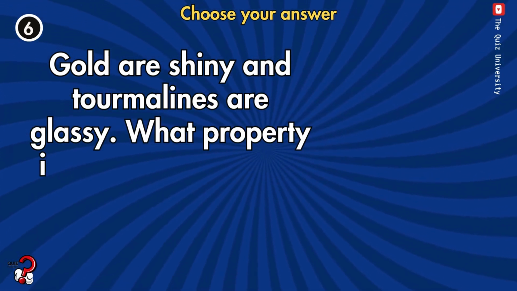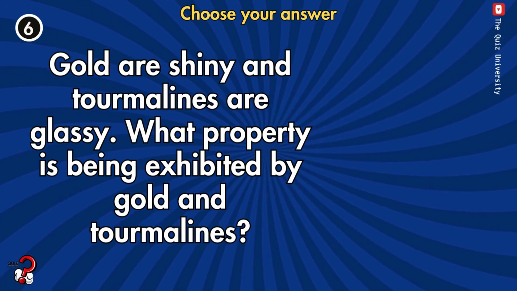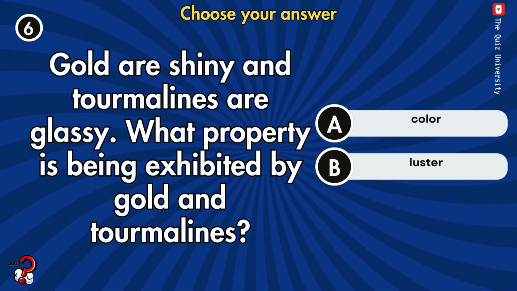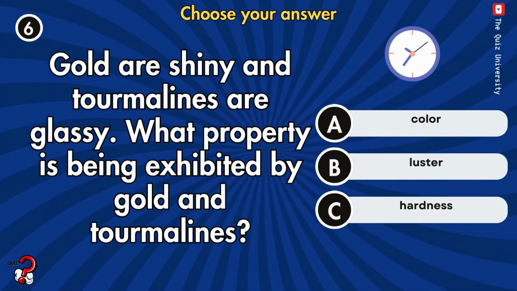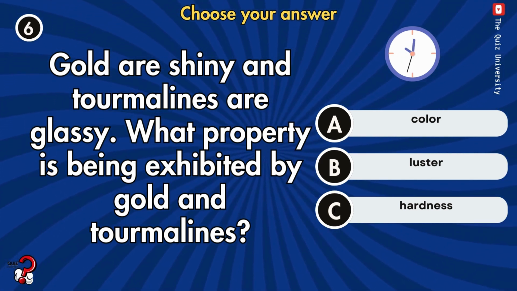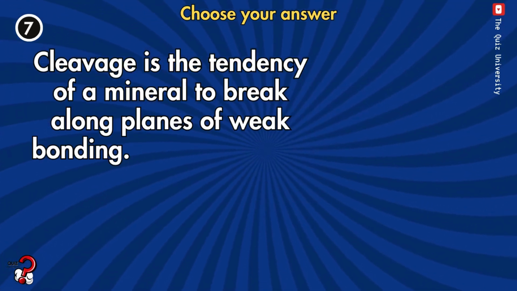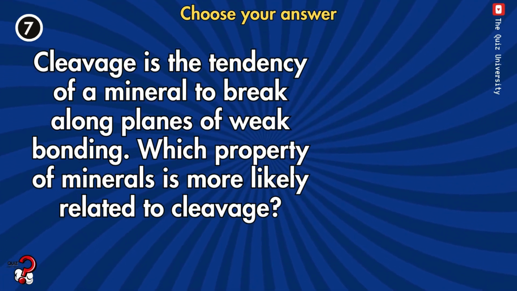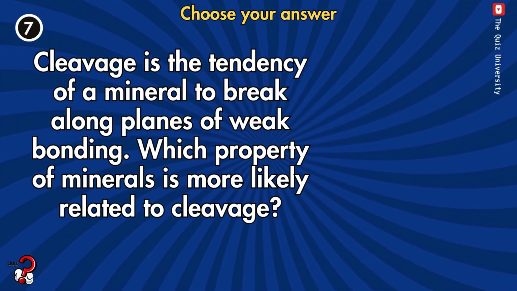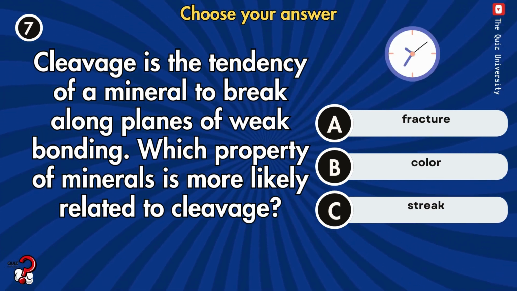Gold are shiny and tourmalines are glassy. What property is being exhibited by gold and tourmalines? Cleavage is the tendency of a mineral to break along planes of weak bonding. Which property of minerals is more likely related to cleavage?